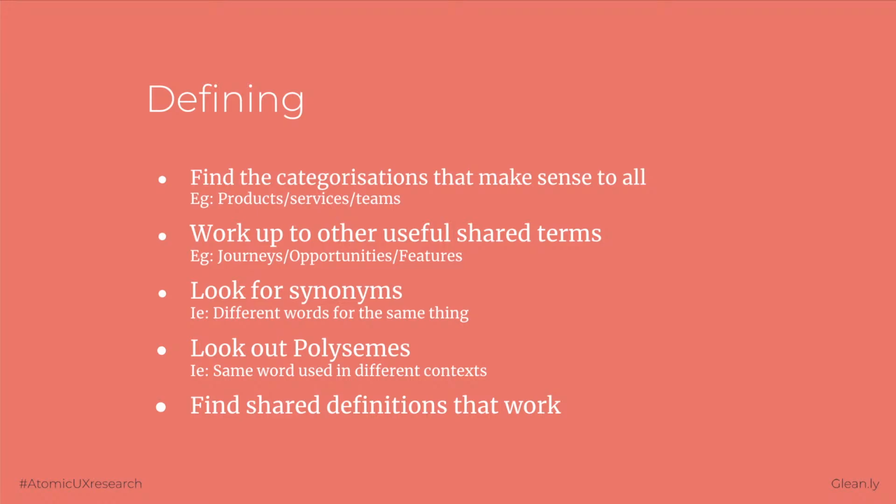So, synonyms: look out for times where people are referring to the same thing but they've got different terminology. And look out for polysemes. That's when they're using the same word but in different contexts, which is the thing I was talking about with that acronym ABC as well. And also we need to find shared definitions that work, because once we've got a word and we define it, that definition itself needs to make sense, right?